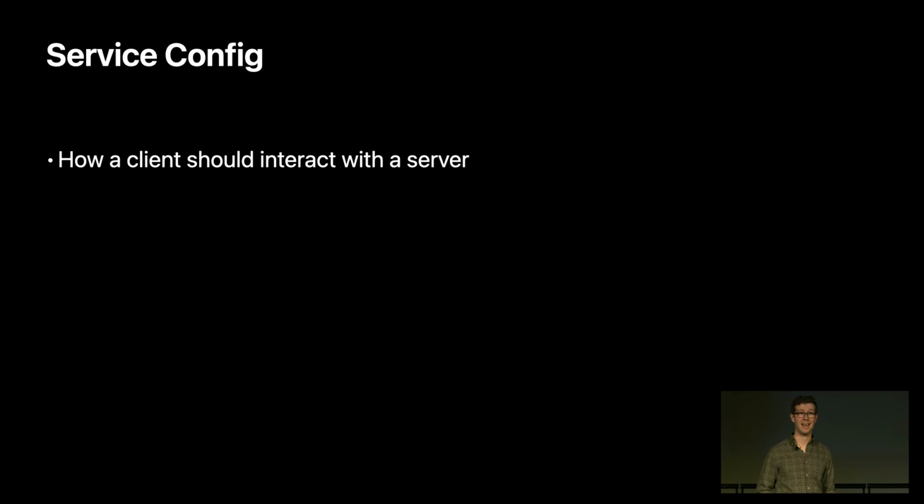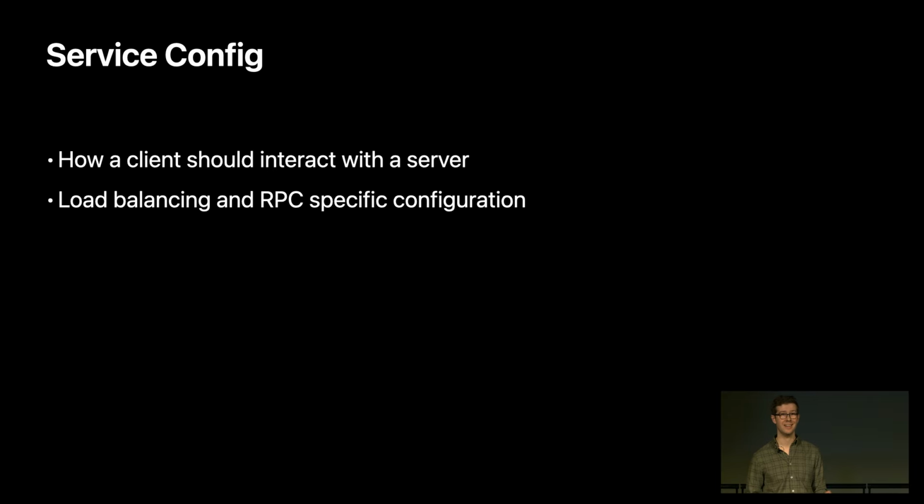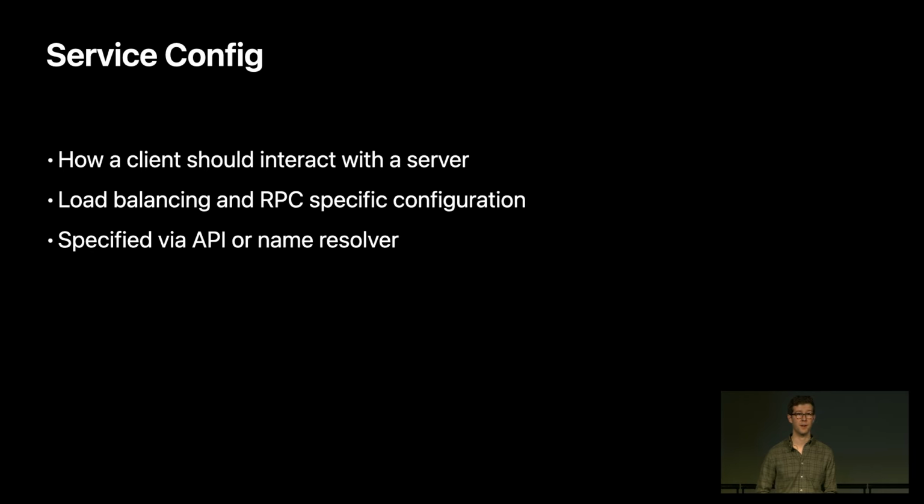Service config specifies how a client should behave when interacting with a gRPC server. It includes load balancing configuration and RPC-specific configuration. You can specify a service config directly via the API, or it can be provided by a name resolver. The rationale is that when you discover where the server is, you should also discover how to interact with it.